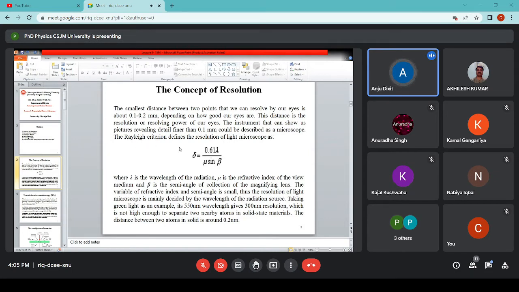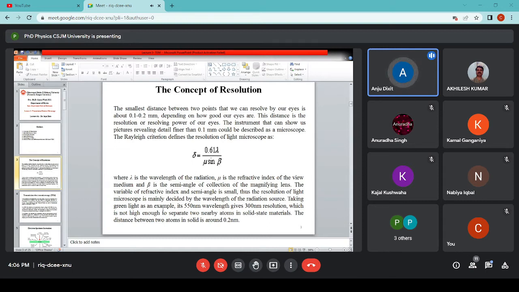So the Rayleigh criterion defines the resolution of a light microscope as delta equal to 0.61 lambda divided by mu sin beta, where lambda is the wavelength of the radiation, mu is the refractive index of the viewing medium, and beta is the semi-angle of collection of the magnifying lens. The variation of refractive index and semi-angle is small. Thus the resolution of a light microscope is mainly decided by the wavelength lambda of the radiation source.